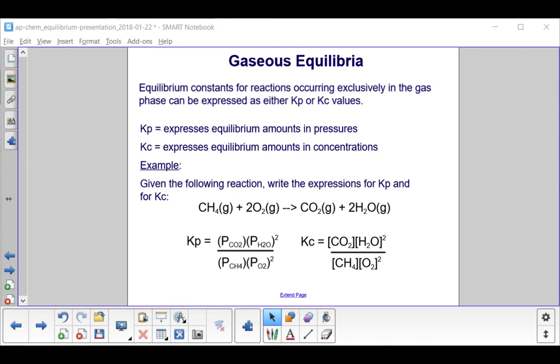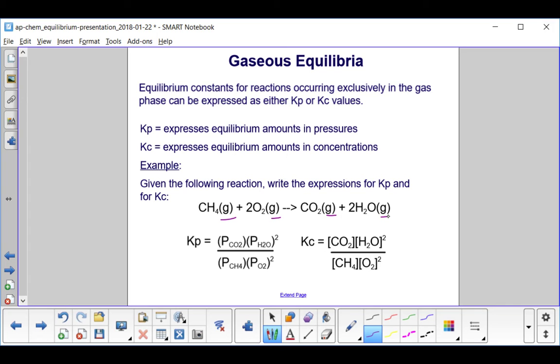Let's discuss more specifically what happens at equilibrium for a reaction when everything is a gas. So equilibrium constants for reactions occurring exclusively in the gas phase can be expressed as either Kp or Kc values. Kp expresses the equilibrium amounts in pressures, and Kc expresses the equilibrium amounts in concentrations. So given the following reaction, I can write both Kp and Kc equilibrium expressions because, as you can see, every product and every reactant is a gas.